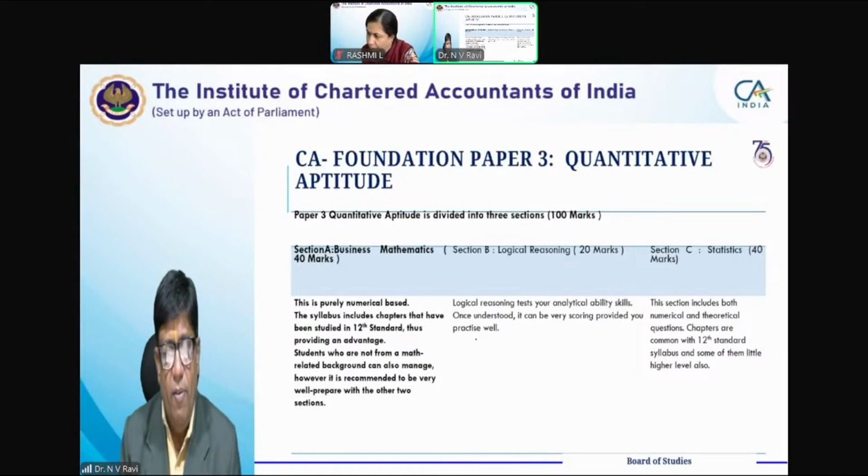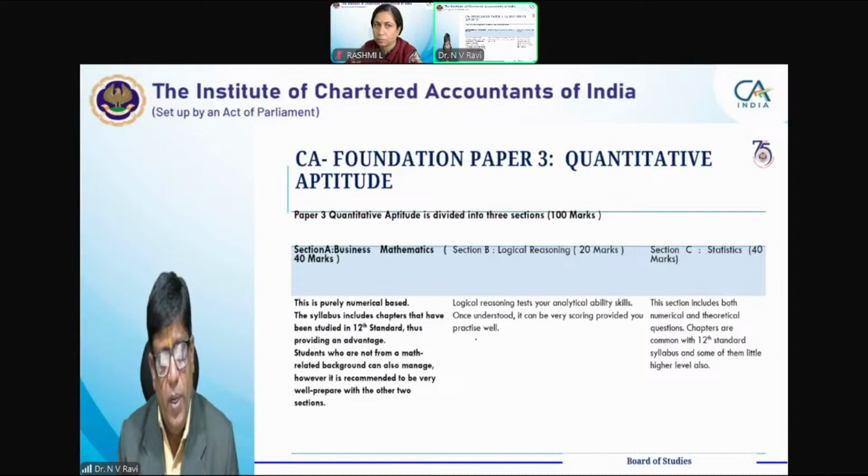Majority weightage has been given, especially in business mathematics, to the time value of money, which has been given significant marks. Actually 12 to 14 questions are there in the examination from this point of view.